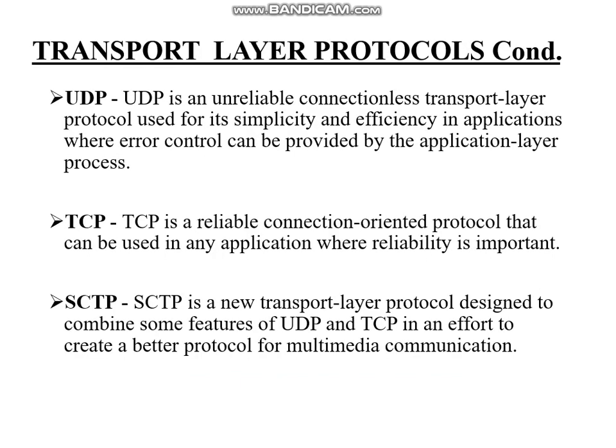Among transport layer protocols, UDP is an unreliable connectionless transport layer protocol, and TCP is a reliable connection-oriented transport layer protocol. SCTP is a newer transport layer protocol designed to combine some features of UDP and TCP.